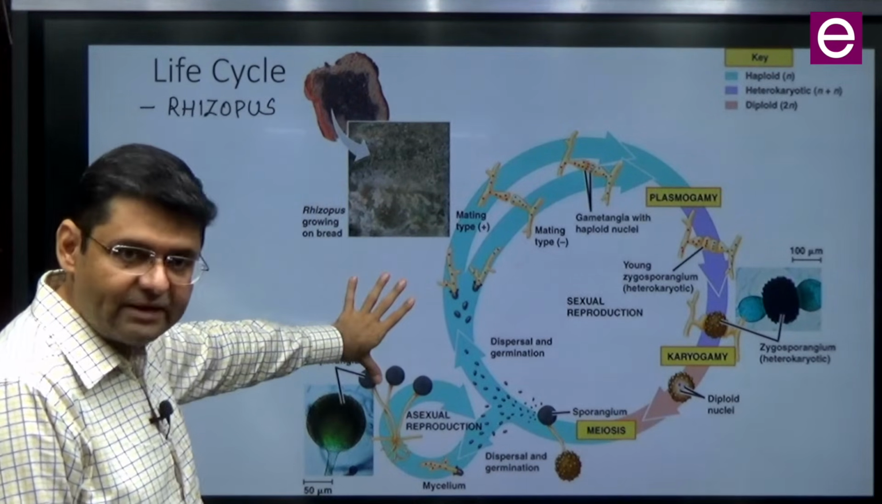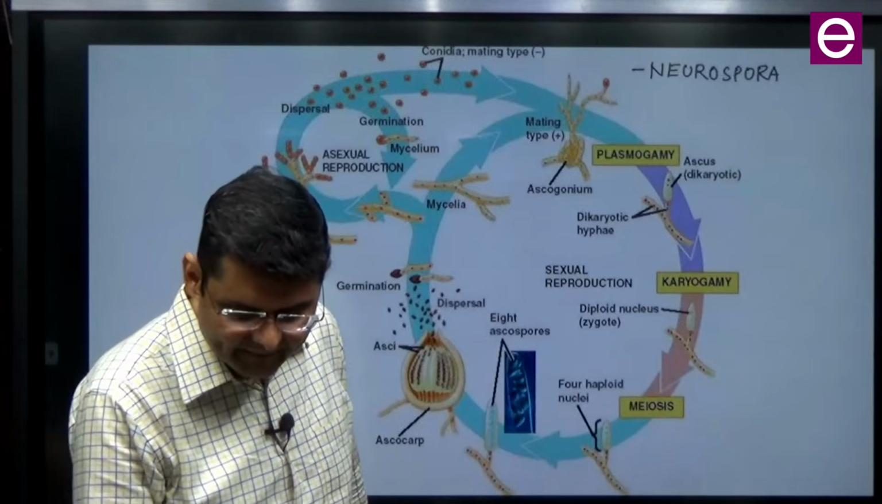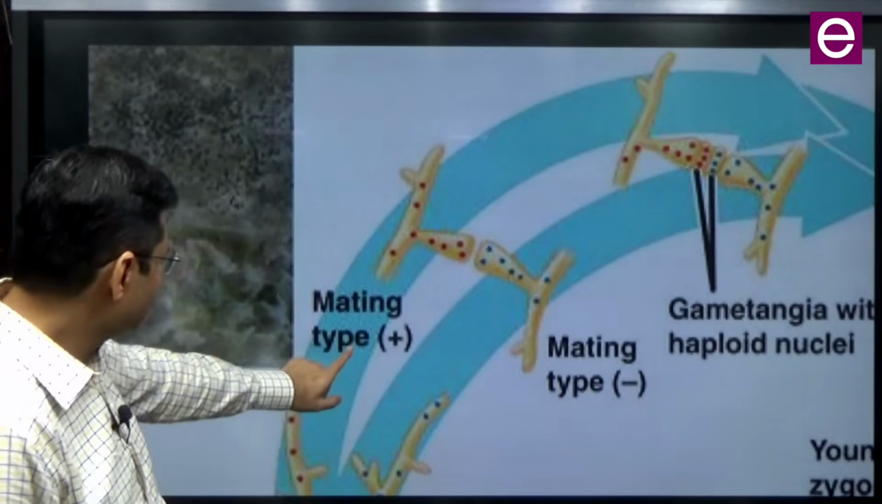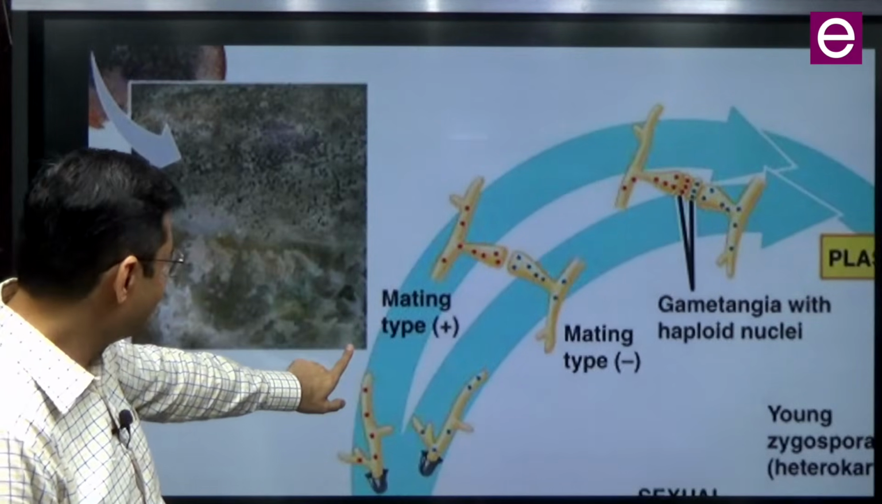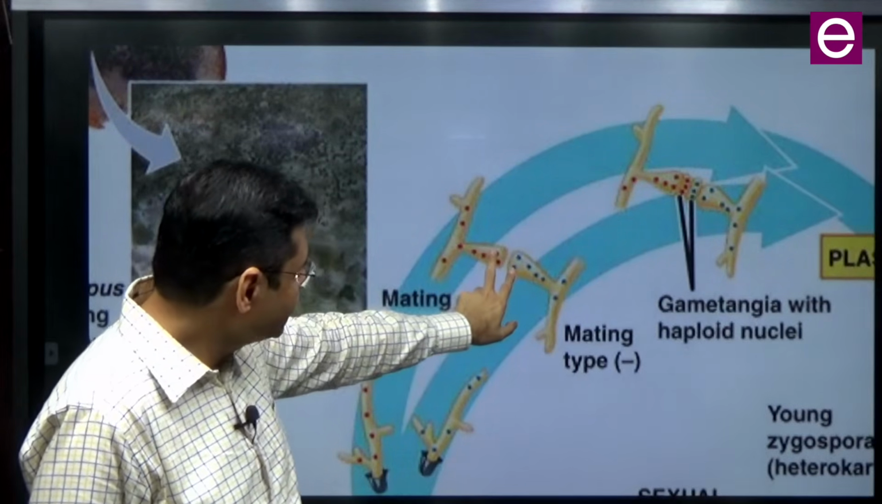Rhizopus, we have already seen it, isn't it? Rhizopus life cycle we have already seen. So here notice that it is plus mating type, right? It is minus mating type. Towards each other they are making their gametangia.